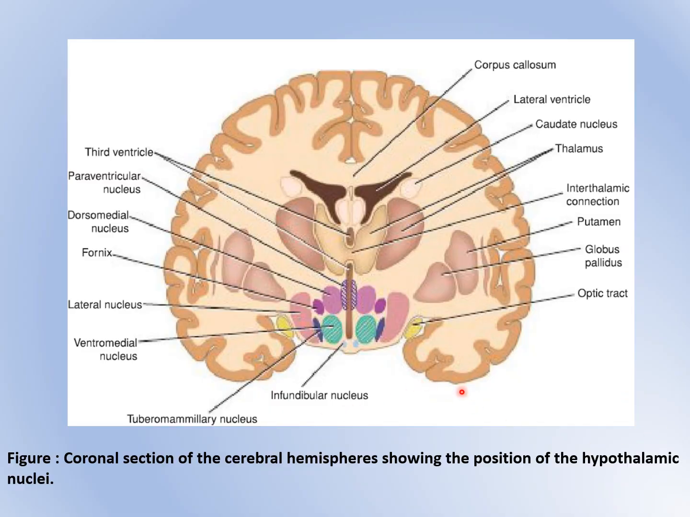So this one is a coronal section of the cerebral hemisphere that shows the position of the hypothalamic nuclei. This one is a dorsomedial nucleus and this one is a fornix. Lateral nucleus, ventromedial nucleus, then tuberomammillary nucleus, infundibular nucleus. This one is a paraventricular nucleus.